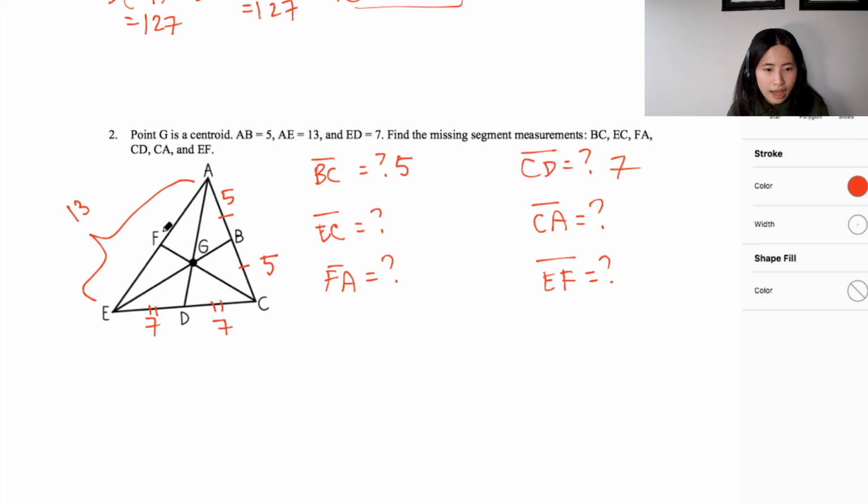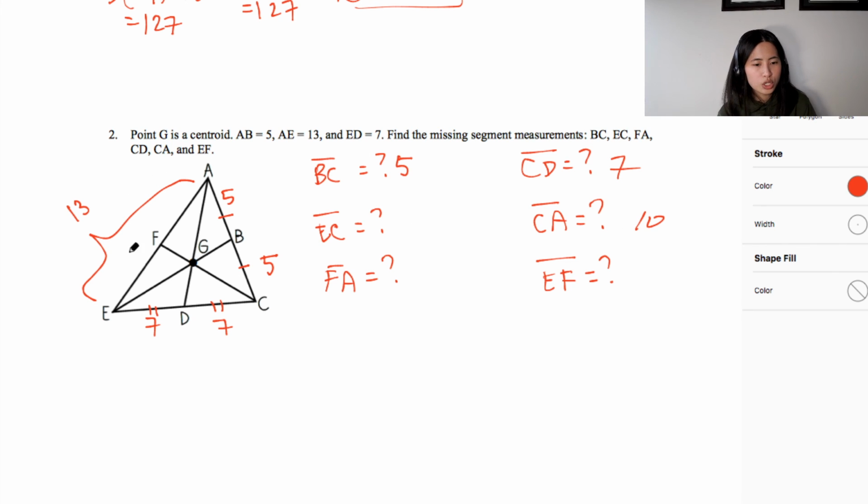Now, let's see. They're looking for FA, EF, and CA, right? So we can actually do CA first because we know that AB is 5 and we know that BC is also 5, right? So CA is actually 10, right? Because all we're doing is we're adding the 2. So this is 5 plus 5, so that's 10, right?